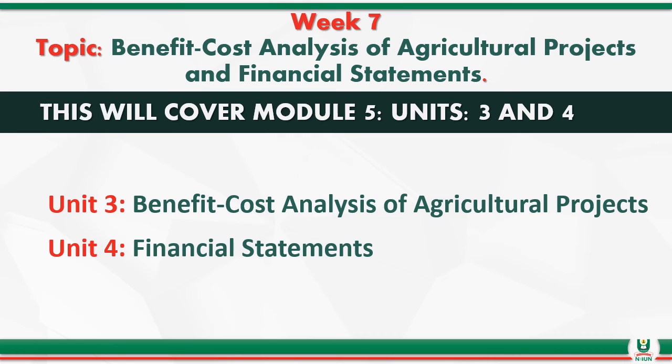Under week 7, we will talk about benefit cost analysis of agricultural products and financial statement. This will cover Module 4, Units 3 and 4. Unit 3 is benefit cost analysis of agricultural products. Unit 4 will be financial statement.